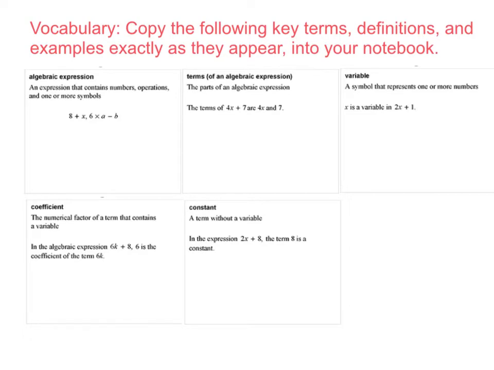Variable is a symbol that represents one or more numbers. A coefficient is the numerical factor of a term that contains a variable. A constant is a term without a variable.